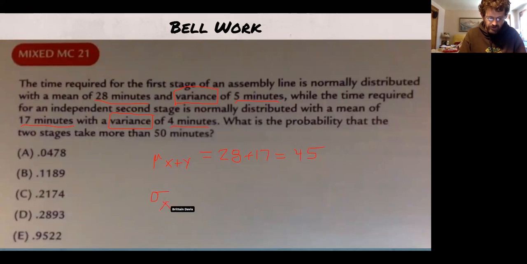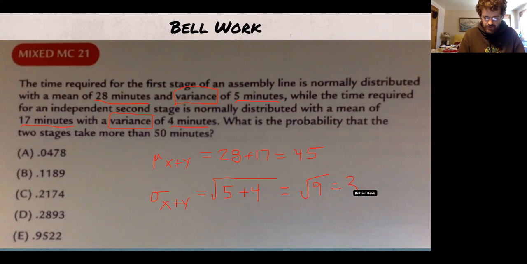So the standard deviation for x plus y is going to be the square root of the variances added. Now, I don't need to square these numbers because they gave it to me as the variance. So keep that in mind. That's one of those really tricky things. So if you did square them, then that might be where you got off. So it's going to be the square root of 9, which is just 3.